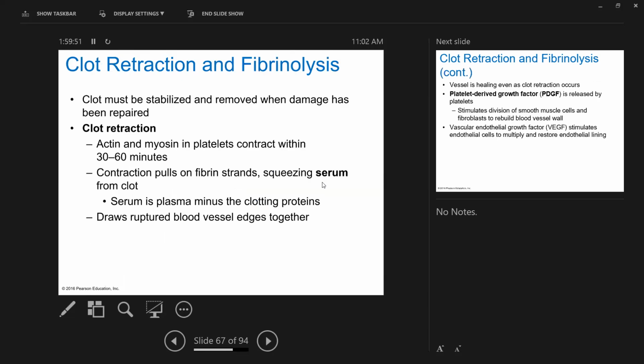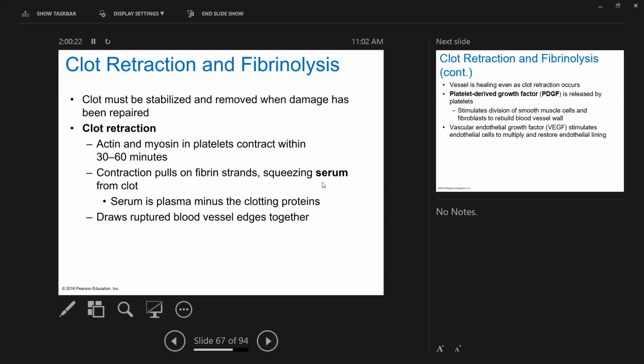So we have this clot formed, and within an hour of formation, the clot will start to contract and start squeezing, and it will squeeze out serum, which is plasma, out of the clot. And so the clotting proteins stay in place, but the serum is squeezed out. So within an hour, we have this gelatinous mass plugging the hole, the opening.